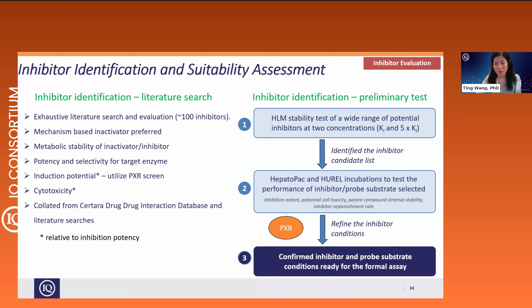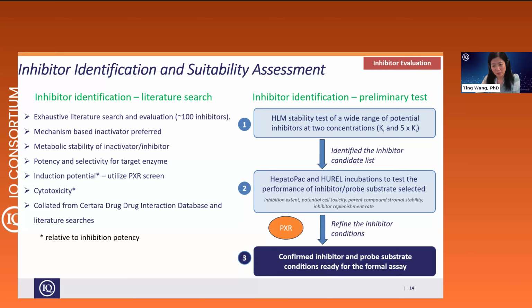Then the next step is the preliminary test by doing the first stability test in the HLM. And we use two concentrations. One is around the literature reported Ki, and another is 5 times Ki in general. After this first screening, we then use the HepatoPac and HuREL incubation to test the selected inhibitor and probe substrate pair. Here we focus on the inhibition extent, potential cell toxicity, parent compound and stromal cell stability, because for HepatoPac and HuREL, there are stromal cells. We just try to avoid the background activity.